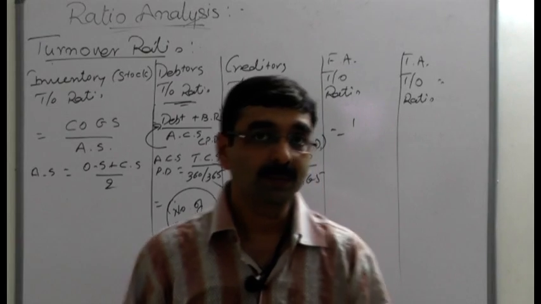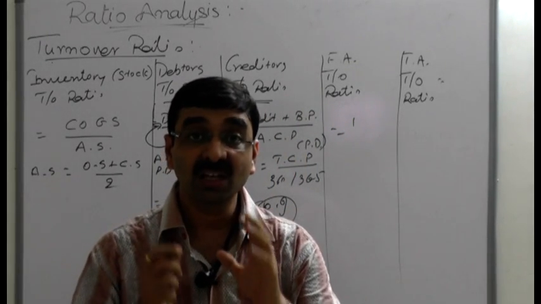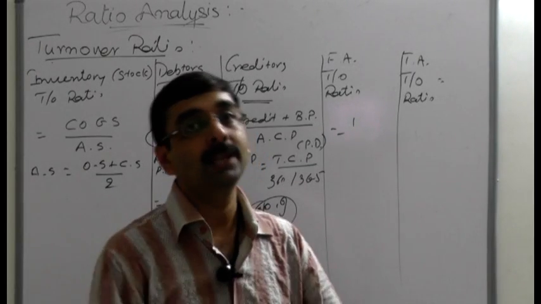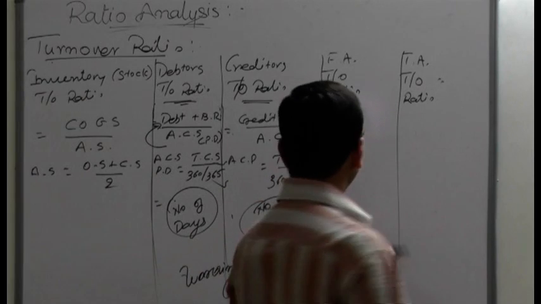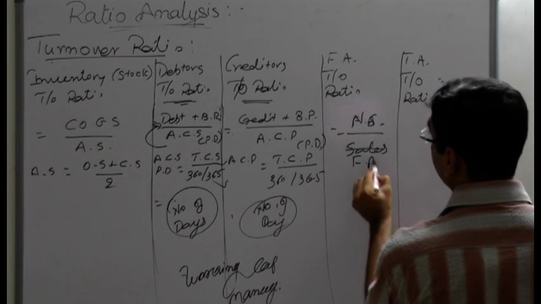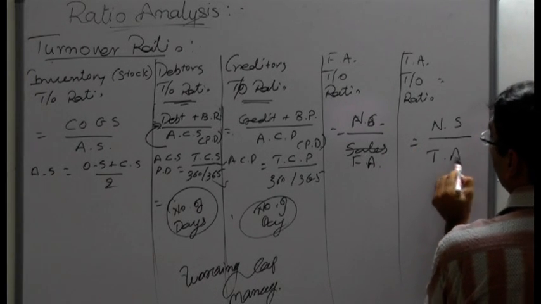Now here the fixed asset turnover ratio and total assets turnover ratio show the comparison of the amount of fixed assets with the sales and the total assets with the sales. It means net sales divided by fixed assets and net sales divided by total assets.